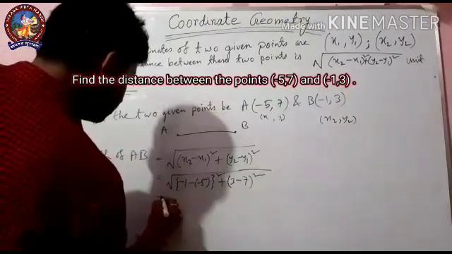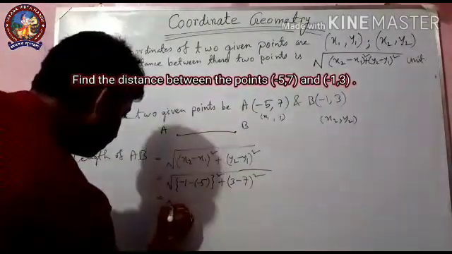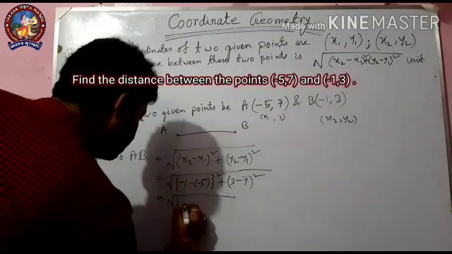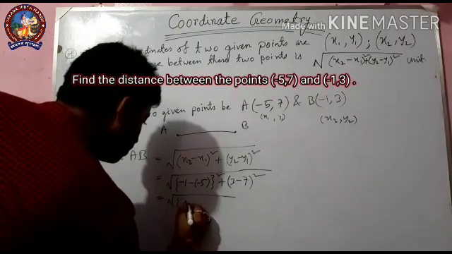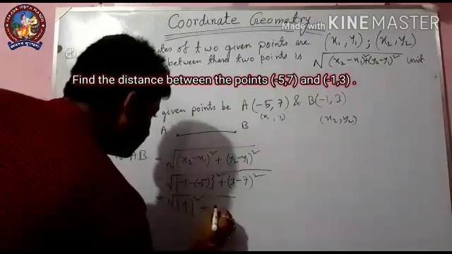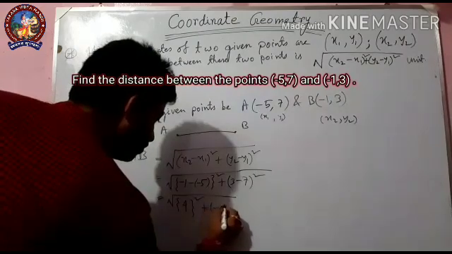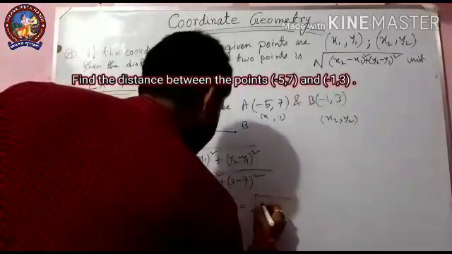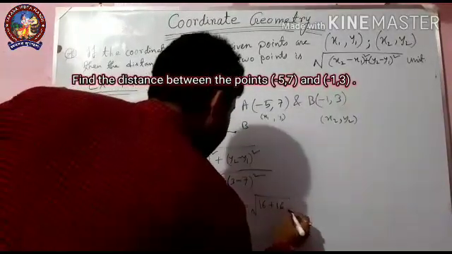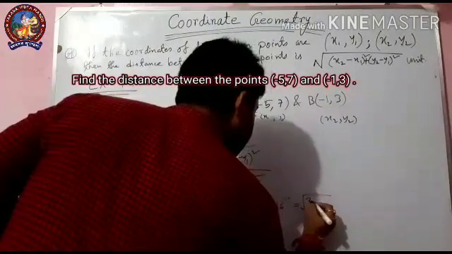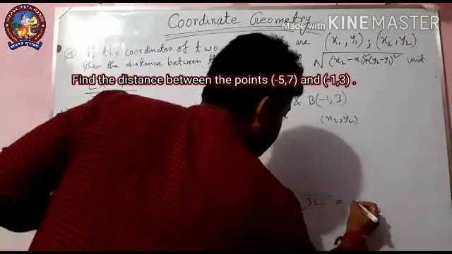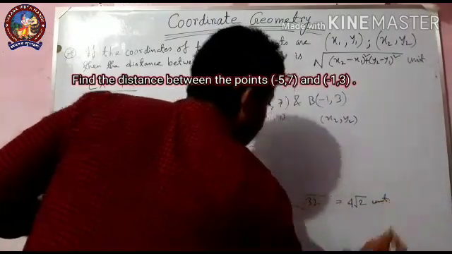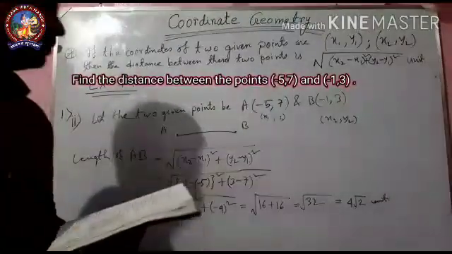If I calculate, this will become plus 4 square plus minus 4 whole square. That gives 16 plus 16, that is root over 32, that is 4 root 2 units. This will be the answer.